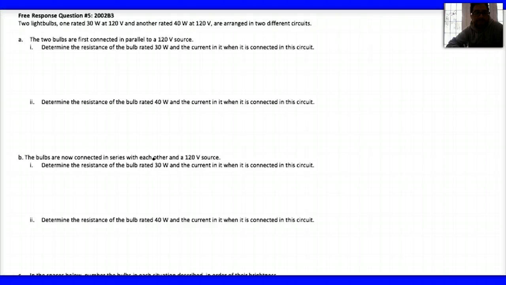This is problem number 5 from the circuits review packet. It reads: 2 light bulbs, one rated at 30 watts at 120 volts and another at 40 watts at 120 volts, arranged in 2 different circuits. The 2 bulbs are first connected in parallel to a 120 volt source. Determine the resistance of the bulb rated at 30 watts when it is connected to the circuit.